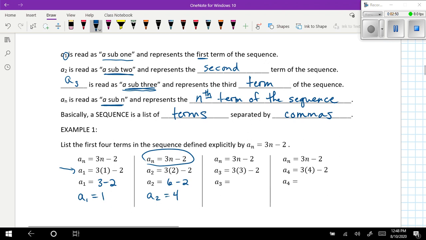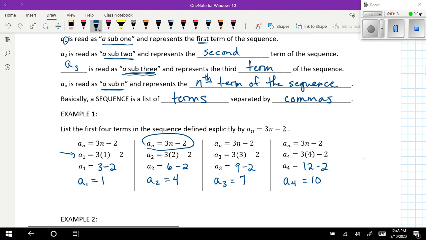I want the third term in the sequence, so I'm going to write the formula for the sequence, and I'm going to put a 3 in for n. A sub 3 equals 3 times 3 minus 2. That's 9 minus 2. So a sub 3 is equal to 7. A sub 4, you put a 4 in for n. That gives me 12 minus 2. So a sub 4 is equal to 10. Those are the first 4 terms in the sequence.